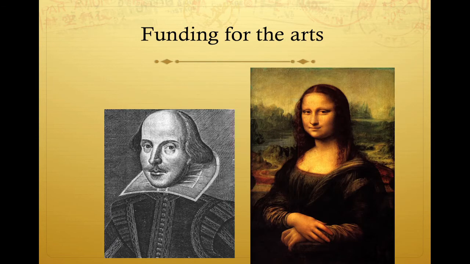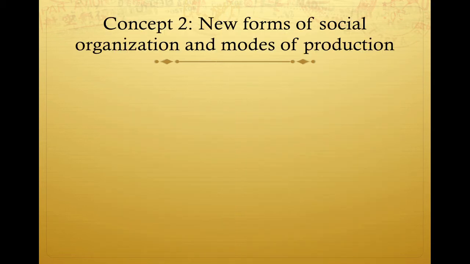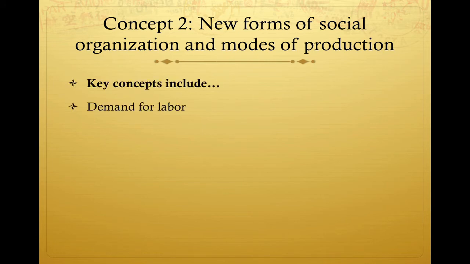And the last heading in this section is about funding for the arts, as these governments increased financially and politically, both with Renaissance art and with literature. And your literature example was the Shakespeare studying you did in your English class. Okay, the next heading, Concept 2, is about new forms of social organization and modes of production. And we'll be looking at the demand for labor and ethnic, racial, and gender hierarchies.